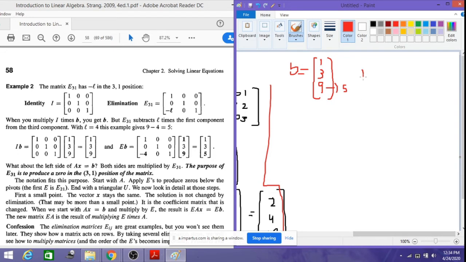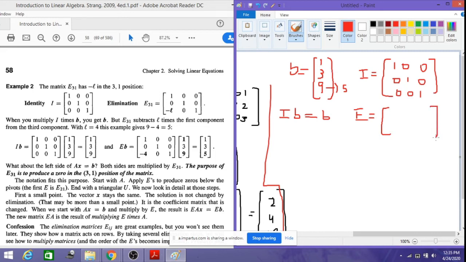So now let us look into our identity matrix. The identity matrix is 1, 0, 0. I have to take a 3 cross 3 matrix, then 0, 1, 0, then 0, 0, 1. Now if you see from this, the identity matrix, if it is multiplied by B, I'll get back my B itself. So it means what I need to do is place my elimination matrix.